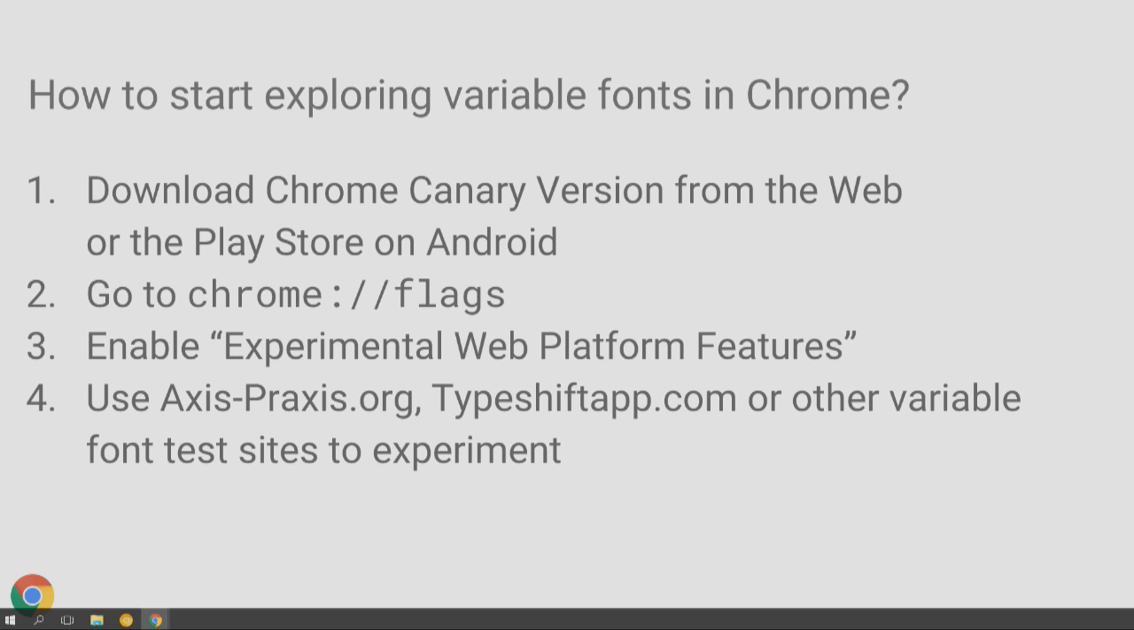And you have to do one setting there. You go to Chrome flags and you enable experimental web platform features, because this is our safety mechanism for preventing us from shipping it to the stable version too soon. And then you can use Access Praxis, TypeShift app, or your own experiments.